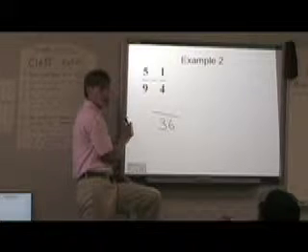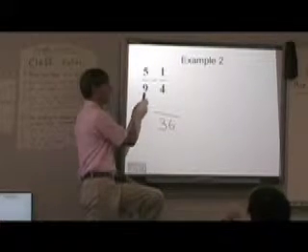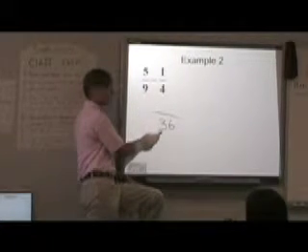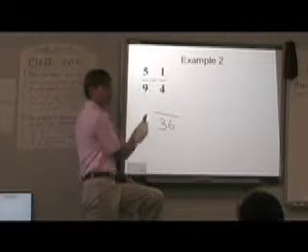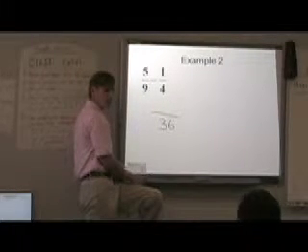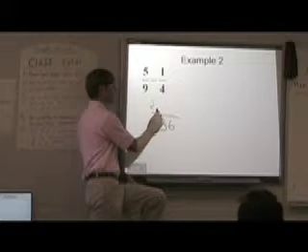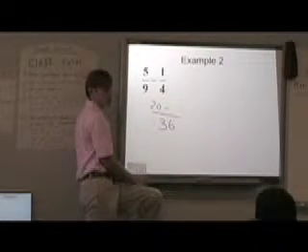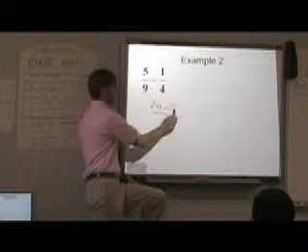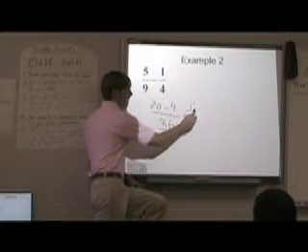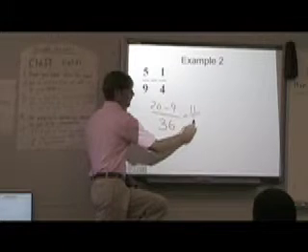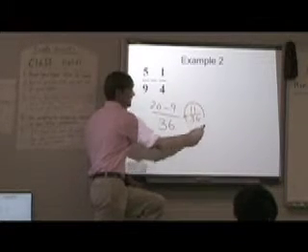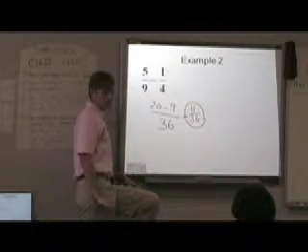Listen to me and answer my question. I multiplied 9 times what to make it 36? 4. So I got to multiply 5 times what? 4. 5 times 4 is 20. Minus, now I multiplied 4 times what? 9. I got to multiply 1 times what? 9. 20 minus 9 is 11 over 36. And that's your subtracting method.